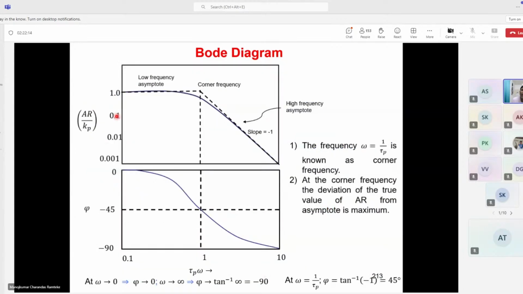So you can see that if I plot AR by Kp in a log plot versus frequency, you get a low frequency asymptote where AR by Kp equals 1, and in the high frequency asymptote, the slope comes out to be minus 1. So this is the high frequency asymptote. This is the low frequency asymptote. Again, similarly, we can plot the phase angle. So the phase angle starts from 0 and it goes to minus 90 when I am having a first order process. We are going to look at these details in a little more detail in the next class. So we will stop here unless you have any questions.